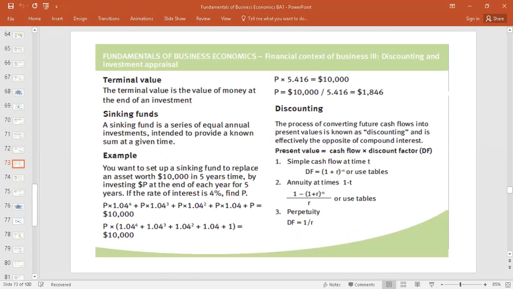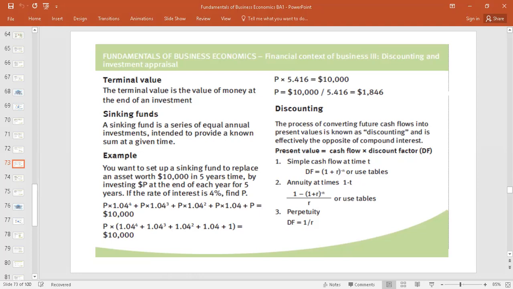Now, if the value has to be calculated, the terminal value is the value of money at the end of the investment. At the end of the time period, what is the value? That is the terminal value. The last, final value is called the terminal value.